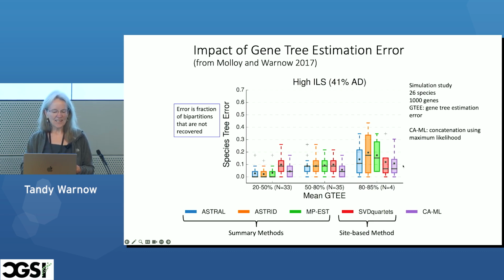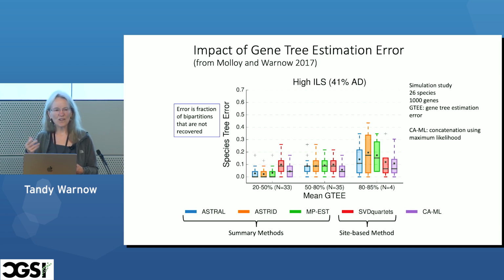What's really interesting here is that this is a high ILS condition. There's something called the anomaly zone in this research area. This is the anomaly zone. This is when the most probable quartet tree is different from the gene tree. Even in the anomaly zone, concatenation can be more accurate if there is enough gene tree estimation error.